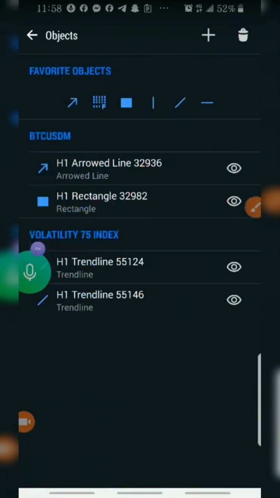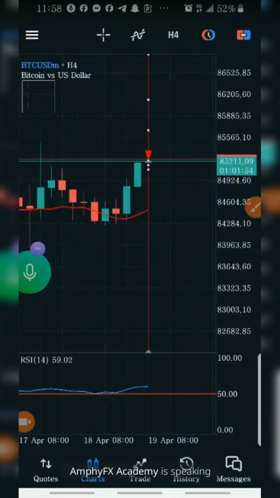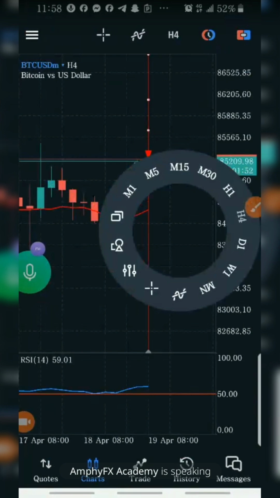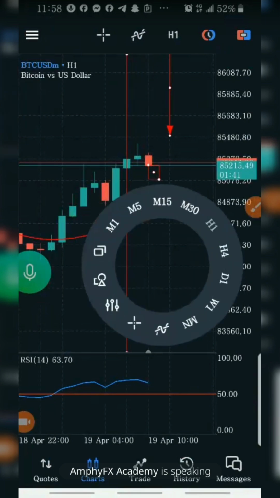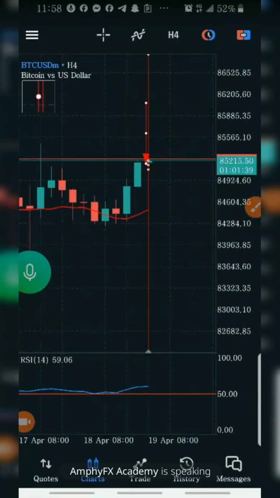Let me mark it out. If I switch back to 1 hour now, you count 4 candlesticks. Can you see? 1, 2, 3, 4. But if I switch back to 4 hour, it will be just 1 candlestick. Can you see it? Are you still with me? So time frame has effect on your analysis.